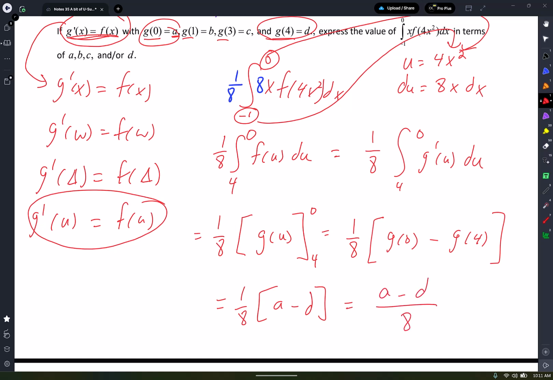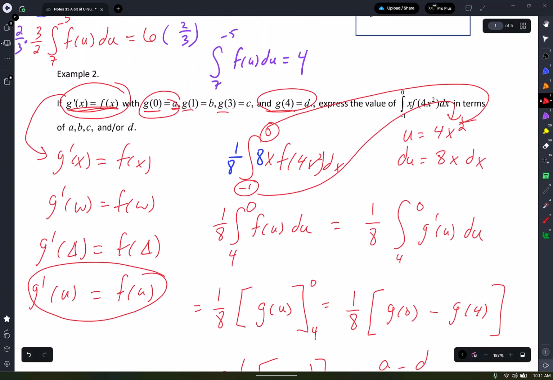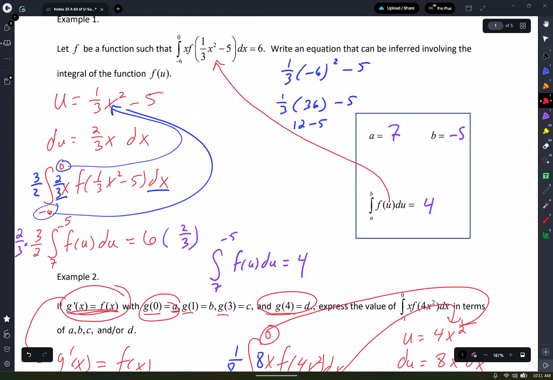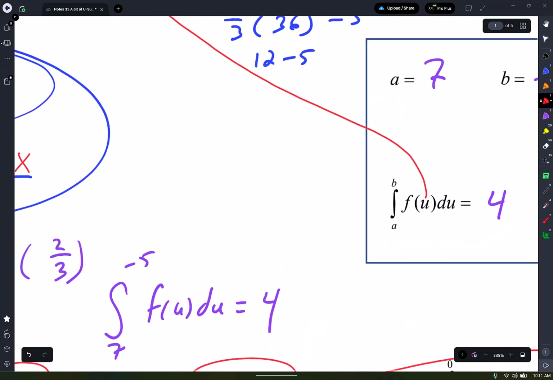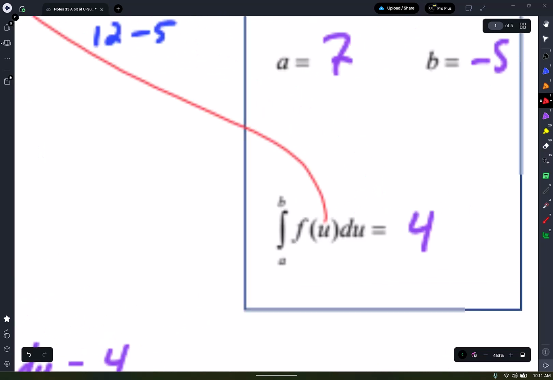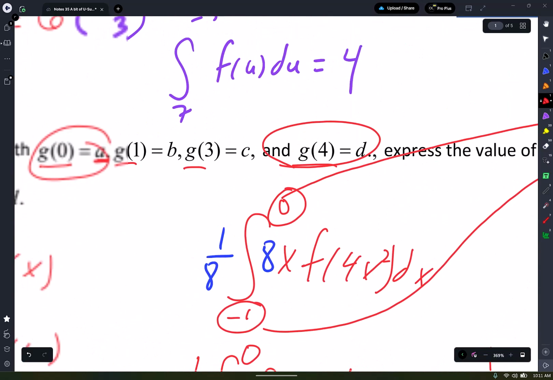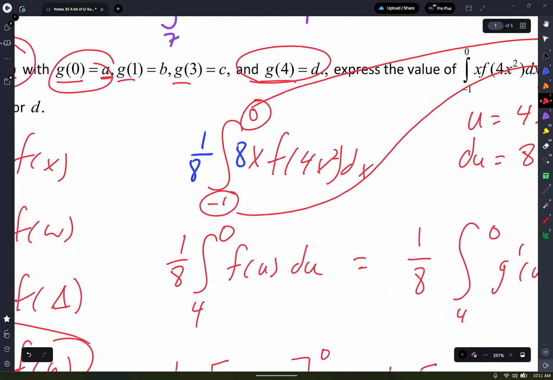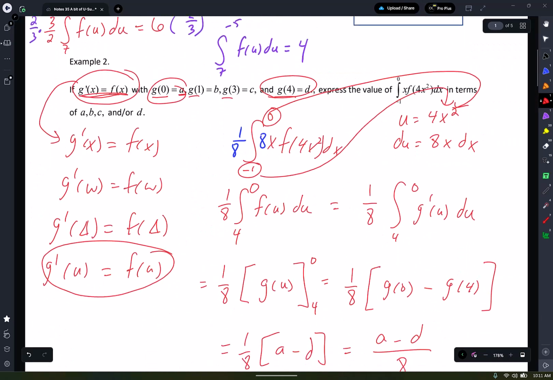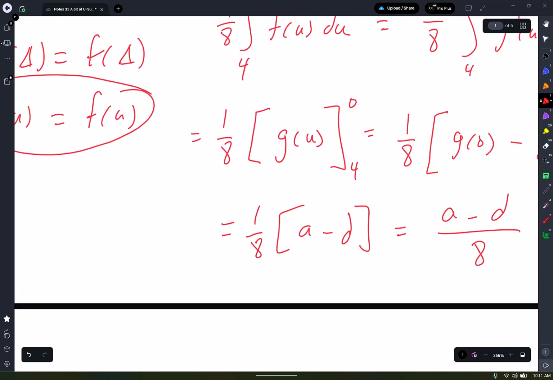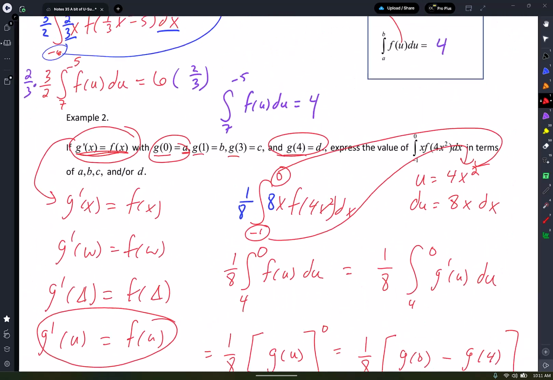What's up? I don't know what you're talking about. Like we didn't have to do the g of 0 against g of, I think we did g of 0 minus g of 4. Well, it was asking different things. This one was asking for the integrand. See, right there. But on this one, it was asking for me to solve it in terms of A, B, C, and D. So it wanted me to do upper minus lower. That's the only way you can incorporate A, B, C, D.